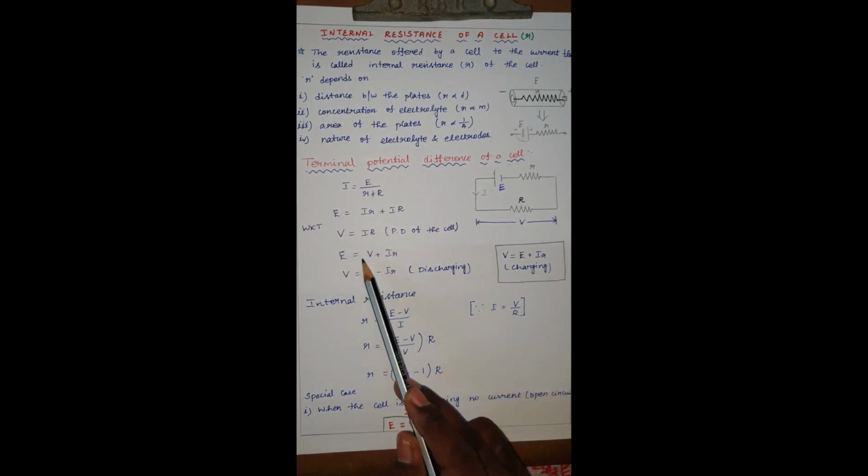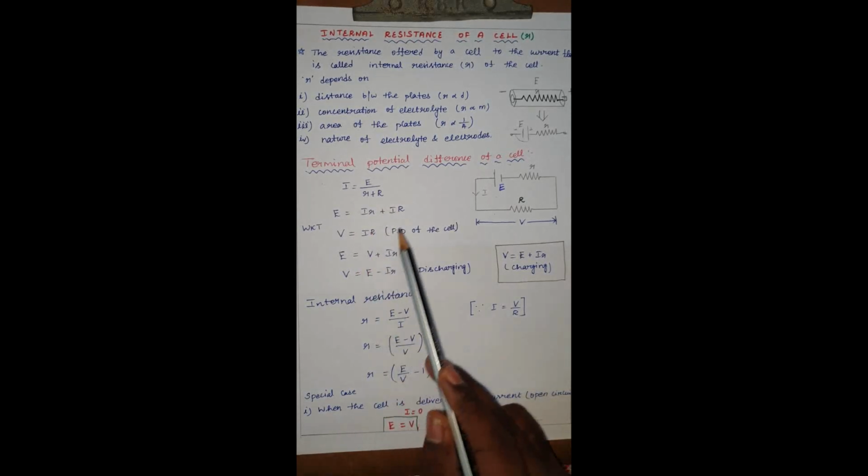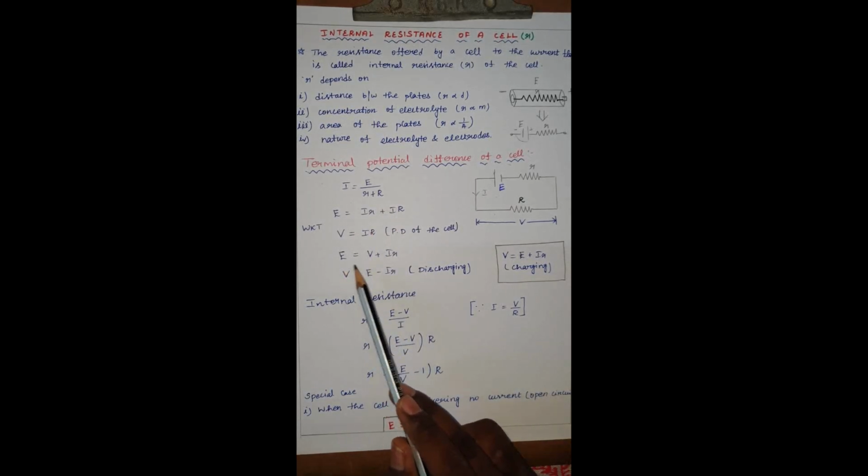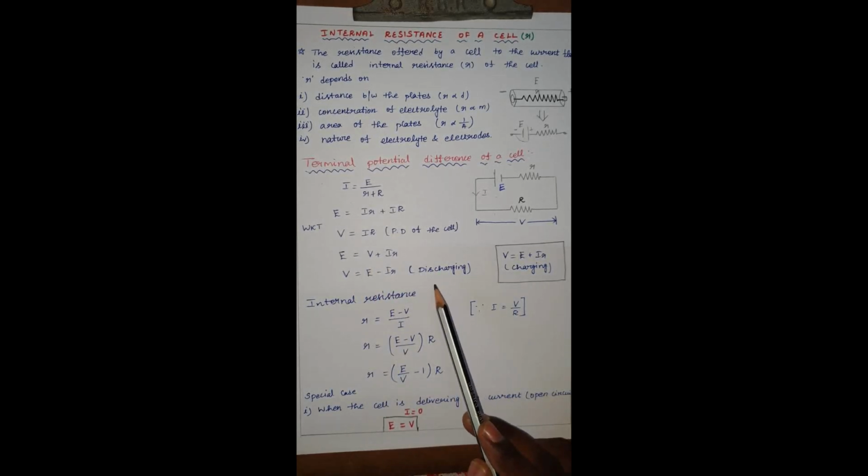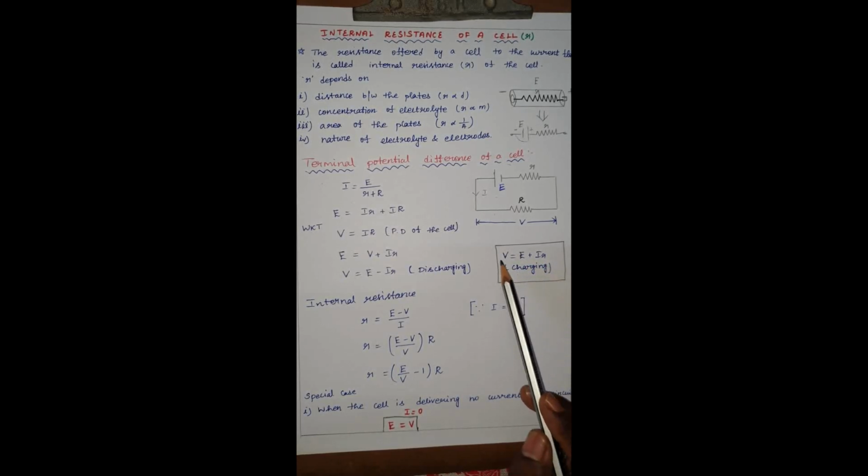Similarly, in this equation, instead of IR I write V, so you get E is equal to V plus Ir. Then V is equal to E minus Ir in the case of discharging. Similarly, V is equal to E plus Ir in the case of charging. Charging is when I give the potential supply from the outside. In that case, the supply equals the internal drop across the internal resistance plus the EMF. When I give some supply, first it is used to satisfy the potential drop, and the remainder is stored as E. That is why V is equal to E plus Ir.